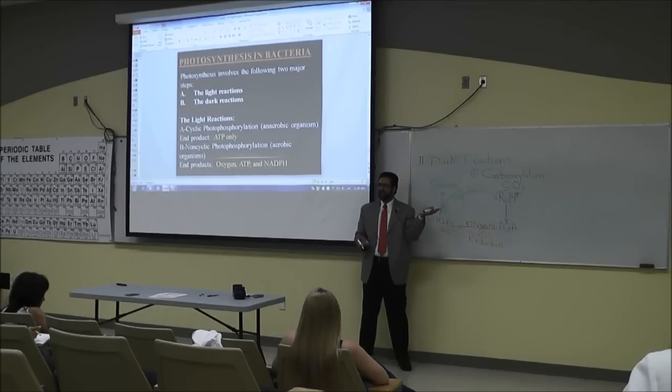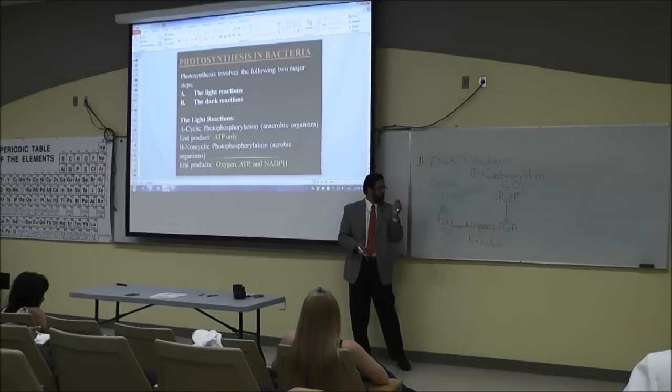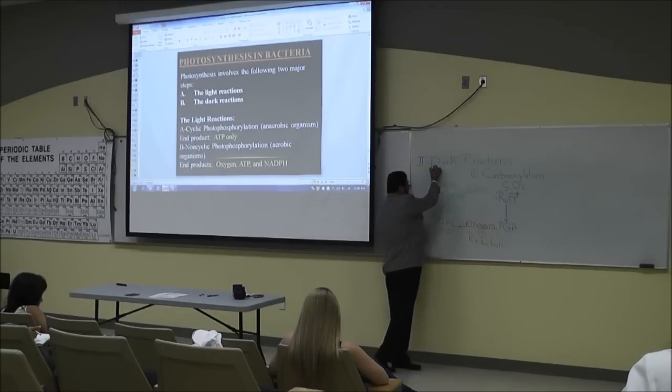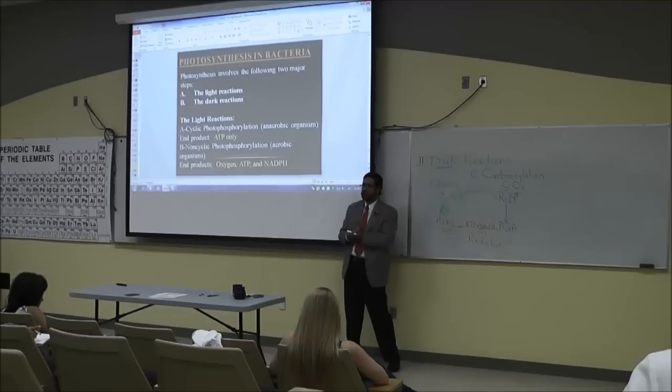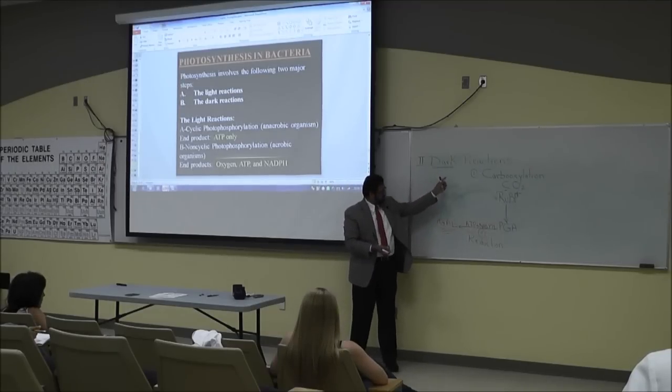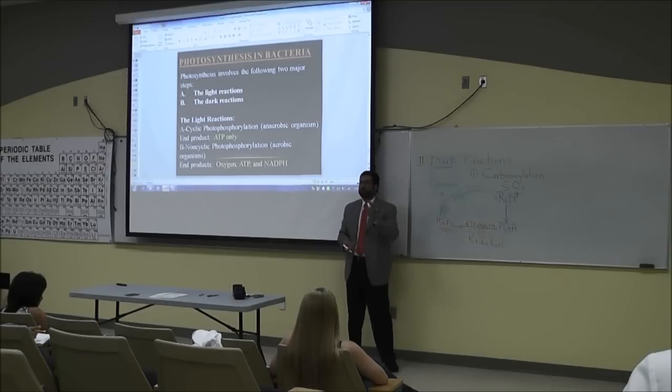Make sense? All right. Now let me ask you this. How many times must this dark cycle go through to make one glucose? In order to make one glucose molecule, the dark cycle must go through how many times? One time.